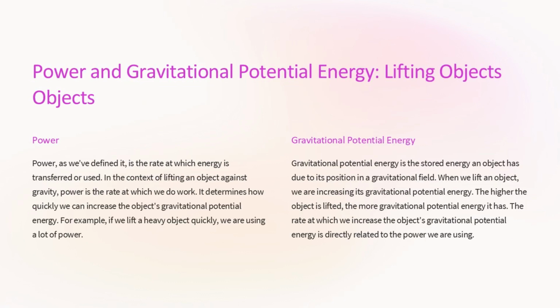Power is the rate at which energy is transferred or used when lifting an object against gravity. When we lift an object quickly, we are using a lot of power to increase its gravitational potential energy. Gravitational potential energy is the stored energy an object has due to its position in a gravitational field. The higher we lift an object, the more gravitational potential energy it has. The rate at which we increase an object's gravitational potential energy is directly related to the power we are using.